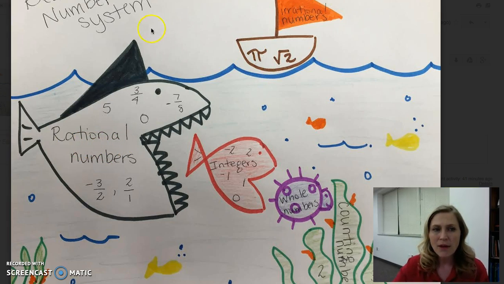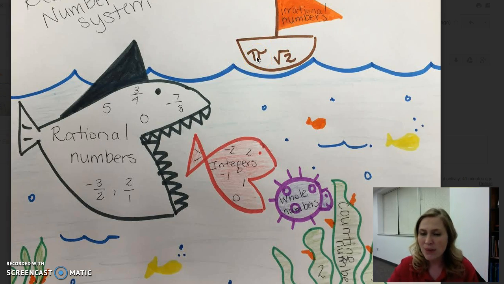And then within my real number system, I have irrational numbers as well. And so I represented those as kind of a boat. So they're out here on the ocean with our real numbers, but they're not rational numbers. They are separate. They are their own thing. So that's just one idea.